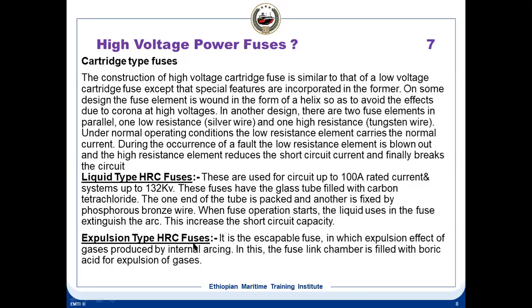Liquid type and explosion type fuses, we don't use on board ship. The liquid type has a liquid inside, while the explosion type has a gas inside. Liquid type fuses are used for circuits up to 100 amps rated current and systems up to 132 kV. It has a glass tube filled with carbon tetrachloride. One end of the tube is packed and the other is fixed by a phosphorus bronze wire. When the fuse operates, the liquid in the fuse extinguishes the arc. So the arc is extinguished by the liquid here, but in the other type it is a gas. This is the difference.